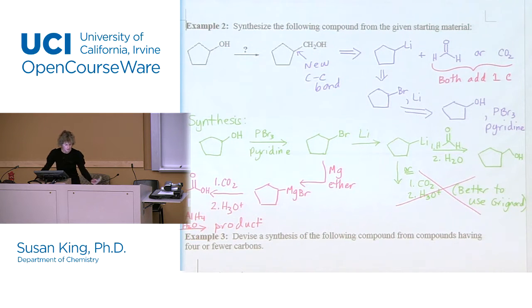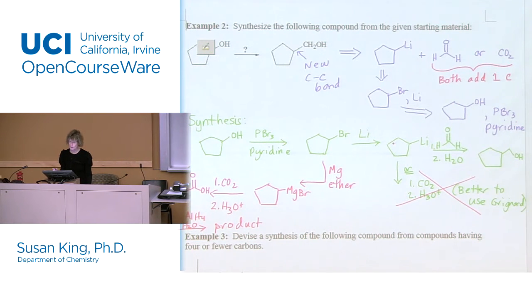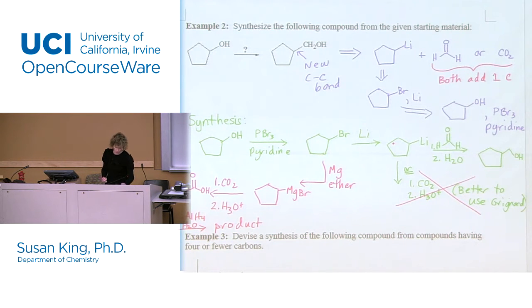Questions about that synthesis, anybody? Yes? If we made a Grignard and then used formaldehyde, would it still work? Absolutely, yeah. So you could do the same thing here. So this could be, rather than organolithium, that could also be a Grignard. No problem with that. All right, so let's look at the third example.